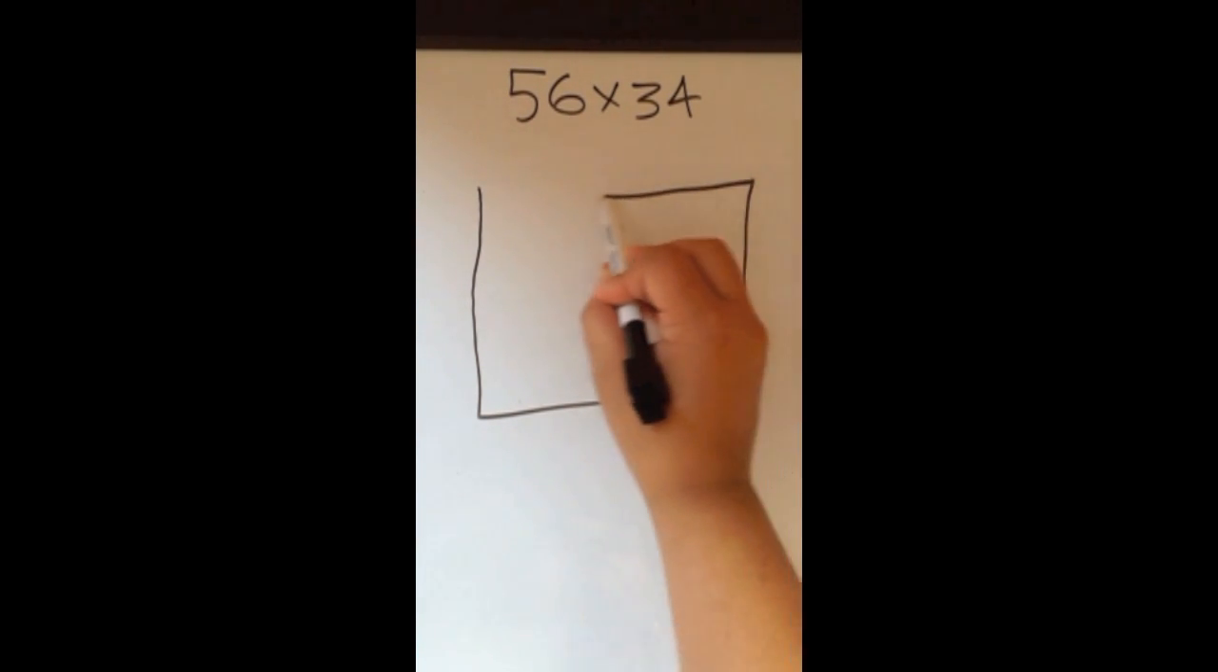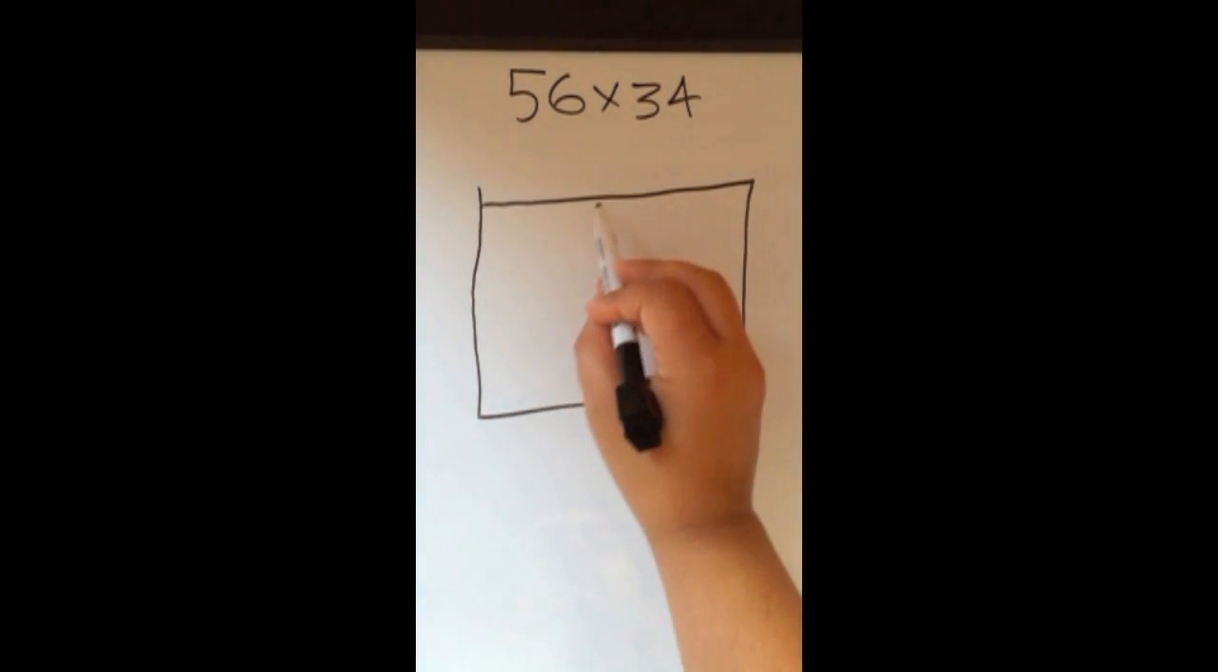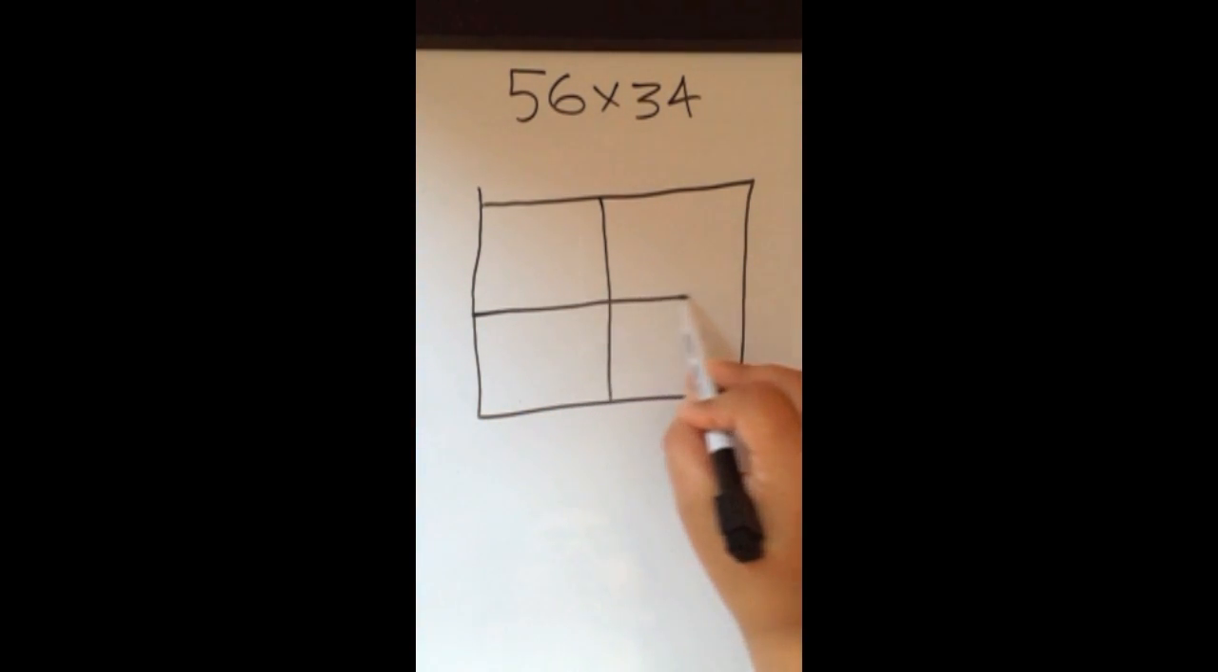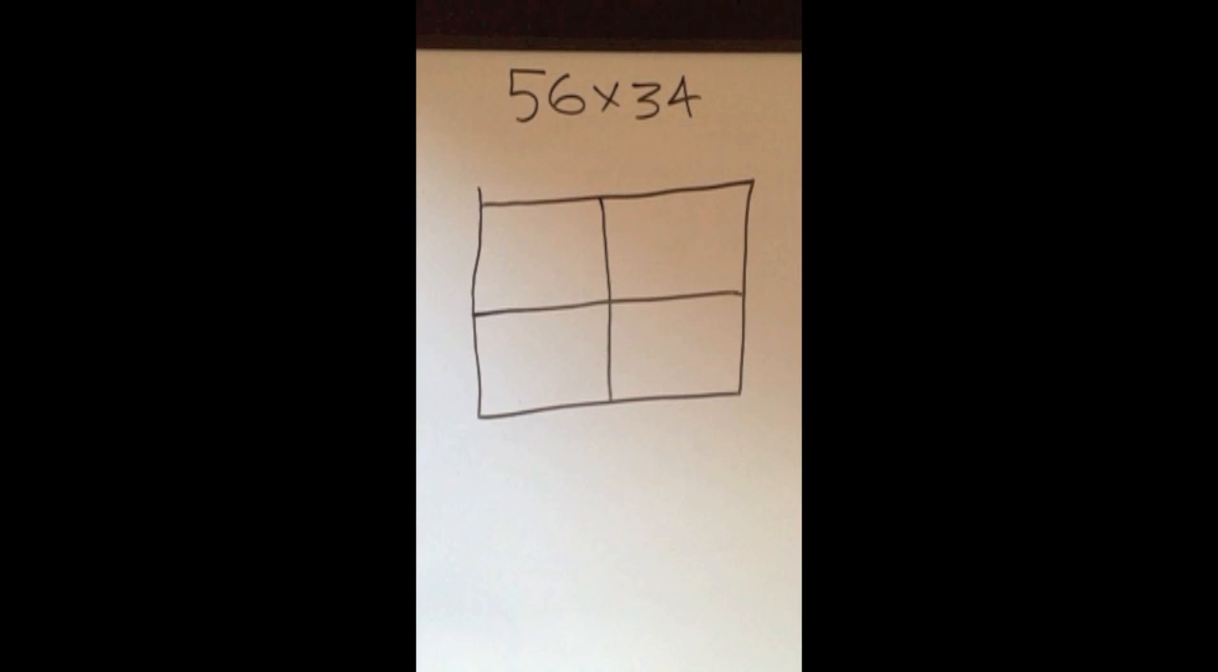To start off, you'll need to draw a large square and then divide it into smaller squares. The amount of smaller squares you draw will depend on the amount of digits in the numbers being multiplied. For example, in this problem, there are 4 smaller squares because there's 2 digits in 56 and 2 digits in 34. There's 4 digits total and thus accounts for the 4 smaller squares.